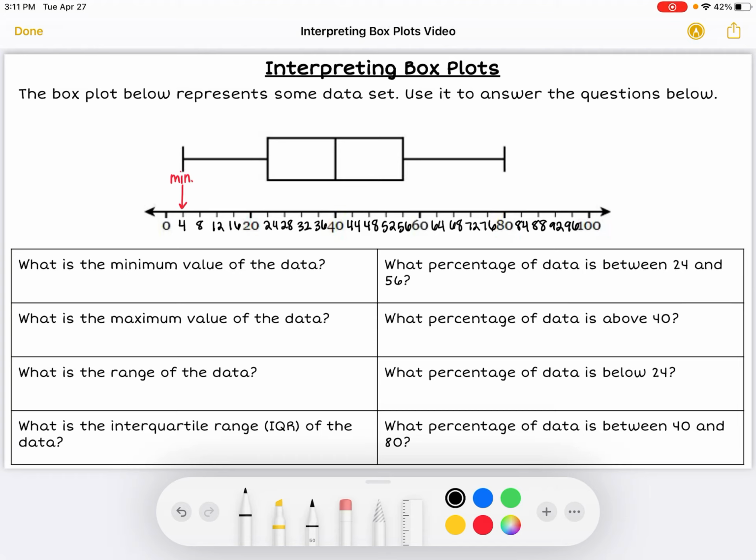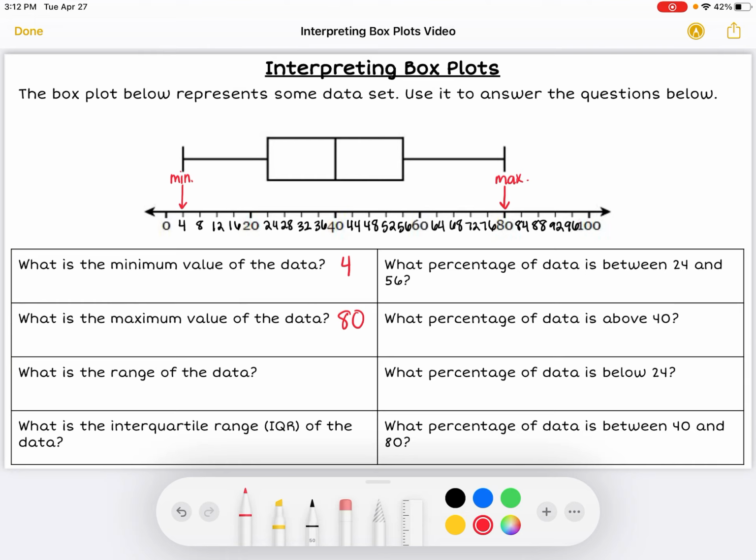So the minimum value of the data then, since it's stretching all the way to the 4, is 4. So the minimum is 4 because that's where the farthest left branch extends to. What is the maximum value of the data? Similarly, I'm going to go look at the right branch and see where that extends to. And it's lined up right at 80. So the maximum value of the data is 80. The lowest value is 4, highest value is 80. That's the minimum and maximum.